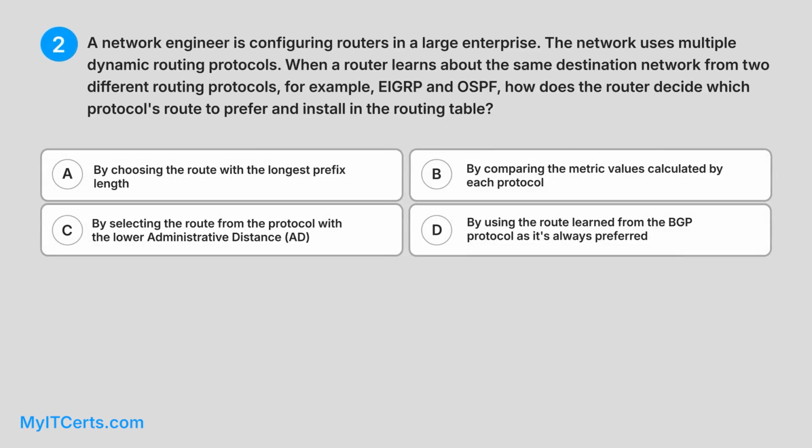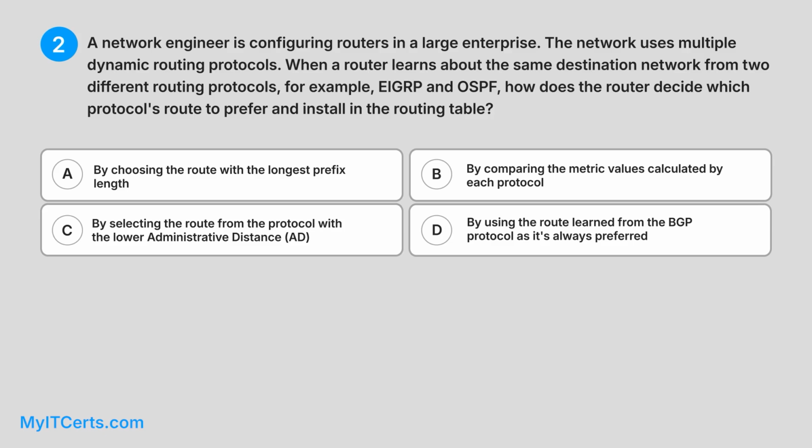2. A network engineer is configuring routers in a large enterprise. The network uses multiple dynamic routing protocols. When a router learns about the same destination network from two different routing protocols, for example, EIGRP and OSPF, how does the router decide which protocol's route to prefer and install in the routing table?